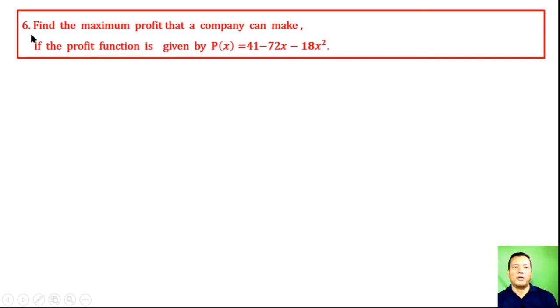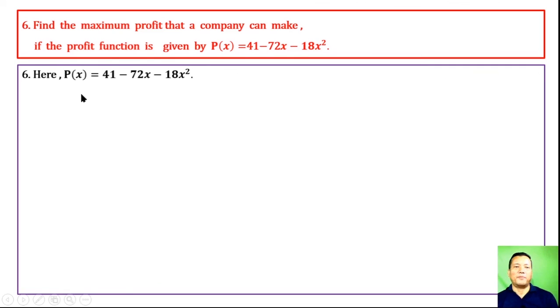Question number 6. Find the maximum profit that a company can make if the profit function is given by p of x equal to 41 minus 42x minus 18x square. Here p of x is this, whose first order derivative is this, and second order derivative is minus 36.